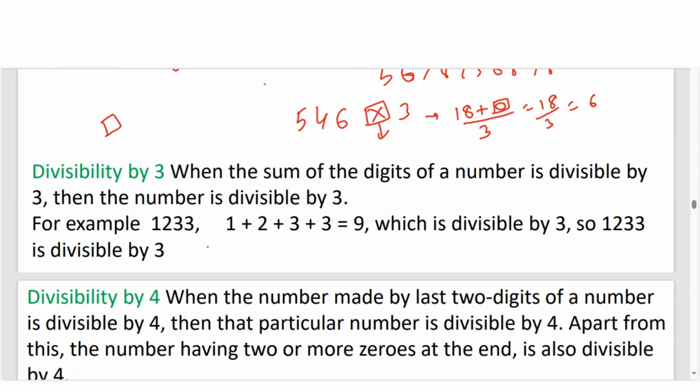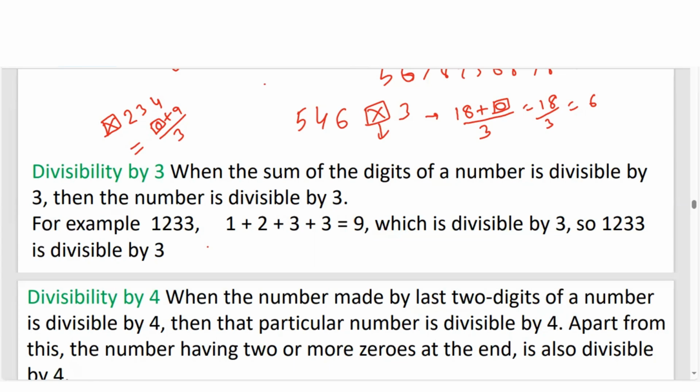Suppose the first place is given as a star, a blank, and here 2, 3, 4. What number should be placed at this digit so that this number is divisible by 3? No problem, the blank can be at any place. 4 plus 3 is 7, plus 2 is 9. Again we are getting blank plus 9, and divide. What least number should we place here so that this number is divisible by 3? So 9 is already divisible by 3, so here we will place only 0. That is the least number.